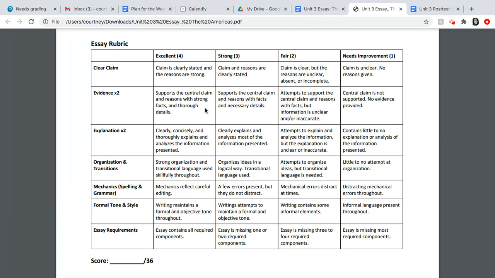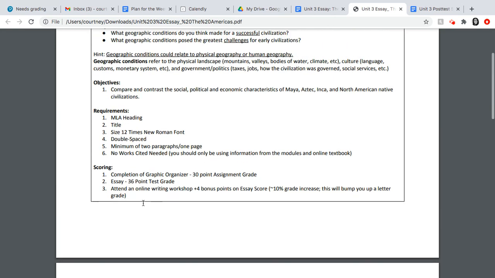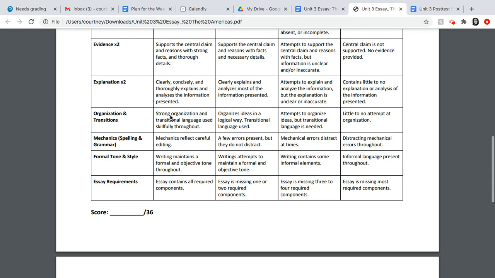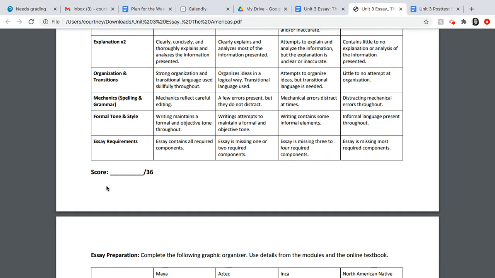So you'd elaborate. Then things like organization, mechanics, so spelling and grammar, formal tone, so you're writing in an academic way, not in a casual sense. And then just make sure you have all the essay requirements. So those are these: MLA heading, title, font, things like that. And that'll be out of 36 total points.